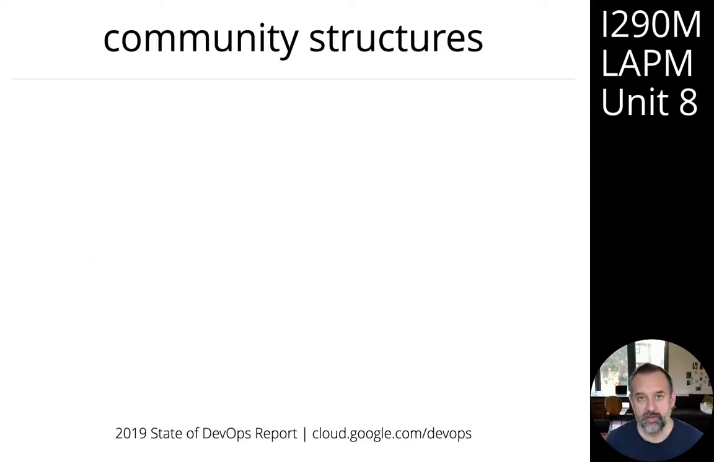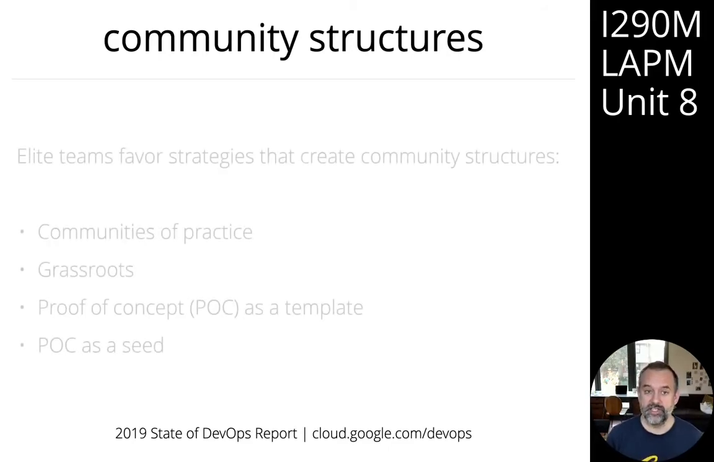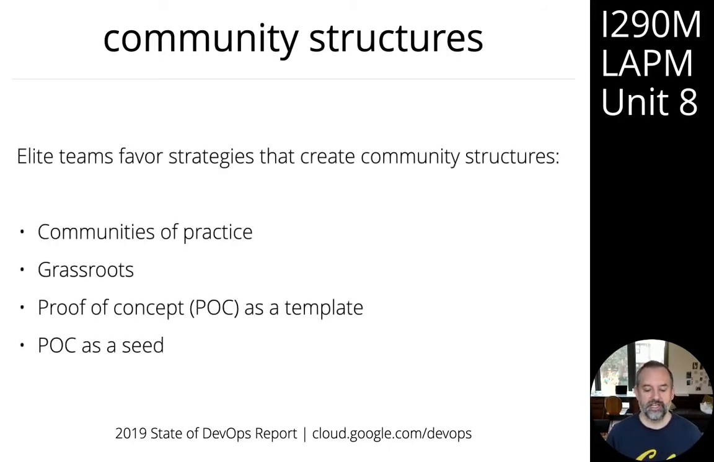What we find in our research program is that the way to take good ideas and spread them throughout the organization is by building community structures. Elite teams favor strategies that create community structures through mechanisms such as building communities of practice, by building grassroots movements around particular ideas like effective testing or any good idea, by trying out proofs of concept, by taking ideas and experimenting with them, and then using those to create templates that can be used through the organization, or by using them as seeds for further experimentation.